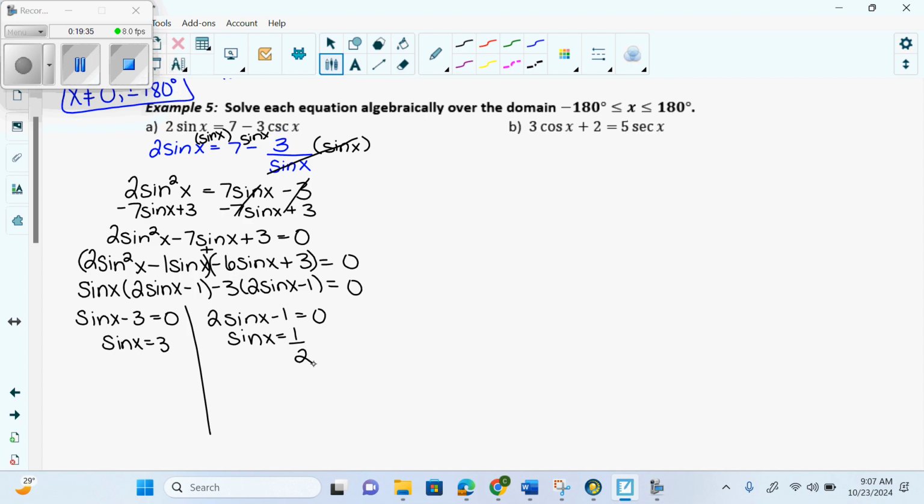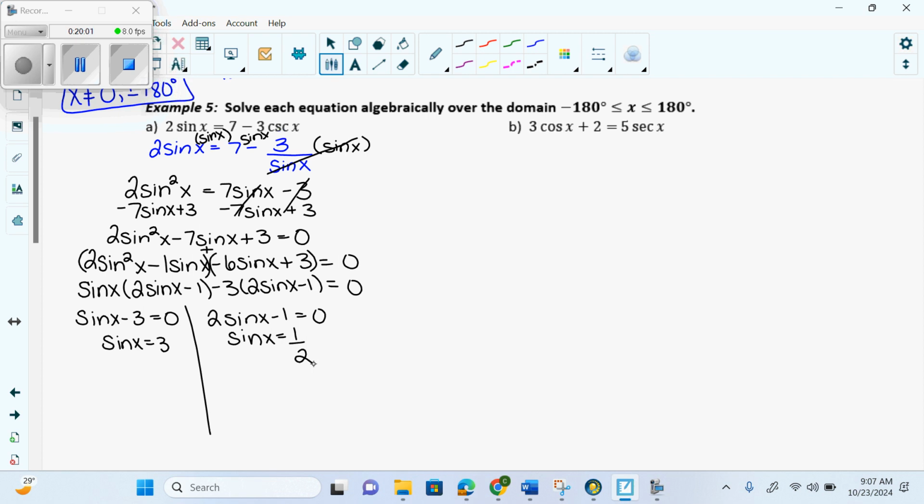Where does the sine x graph equal 3? Do you remember what the sine x graph, where does it max out at? 1. Where does it min out at? Negative 1. So I have a graph that's going like this. Max out at 1, min, negative 1. So here's my positive 1 where it's maxing. And then I have a horizontal line at 3.